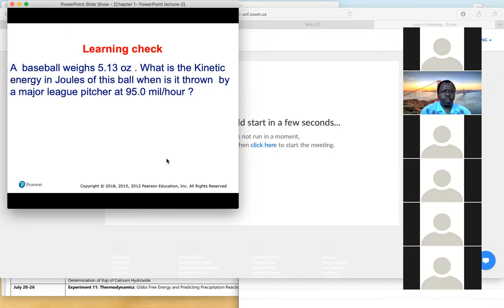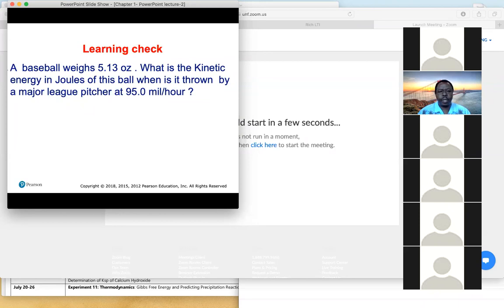So that is what you need to remember as far as the kinetic energy. Here is an example, all right. A baseball weighs 5.13 ounces. What is the kinetic energy in joules of this ball when it is thrown by a major league pitcher at 95.0 miles per hour? The speed there is in miles per hour.